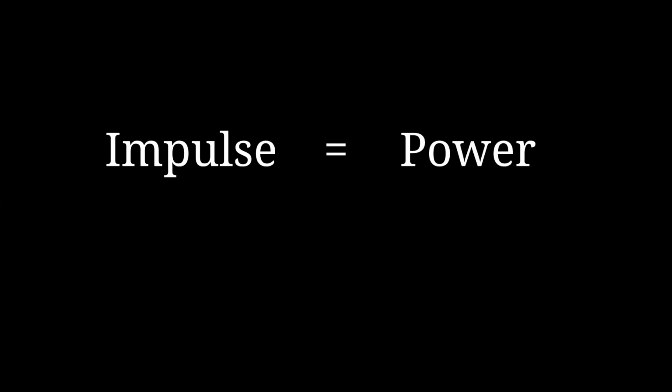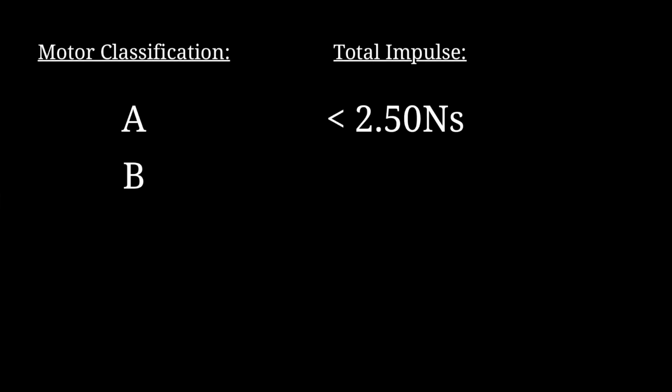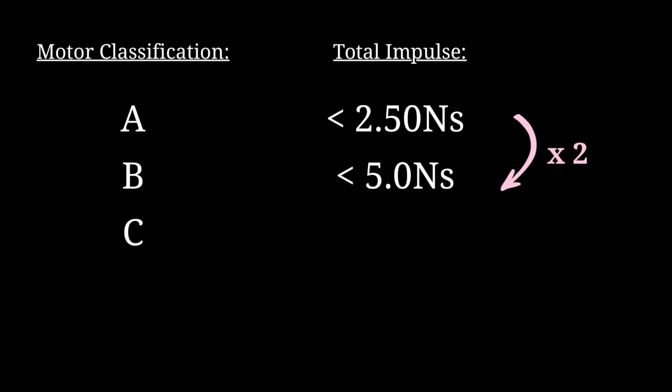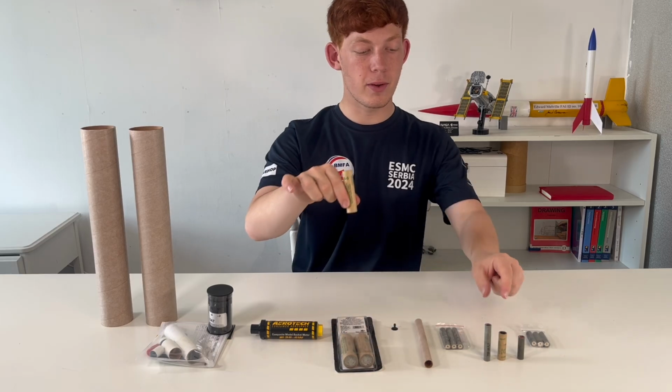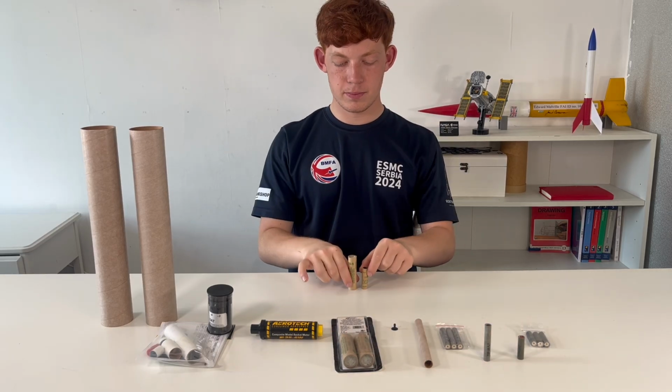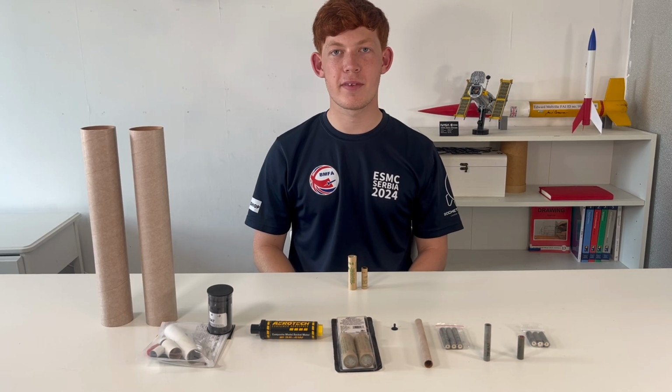Motors are classed based on their impulse. This is a measure of the total power of the motor. Motors in classification A have a low power. B is double A, C is double B or quadruple A. So this means that the C motor that we have here is 4 times as powerful as an A motor. You can see this here, this C motor and this A motor. The C motor is about 4 times as large.